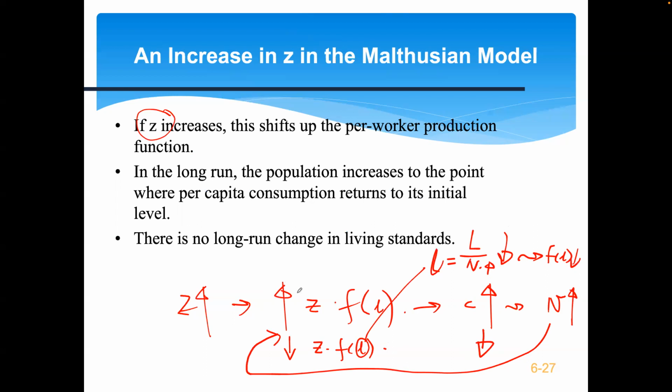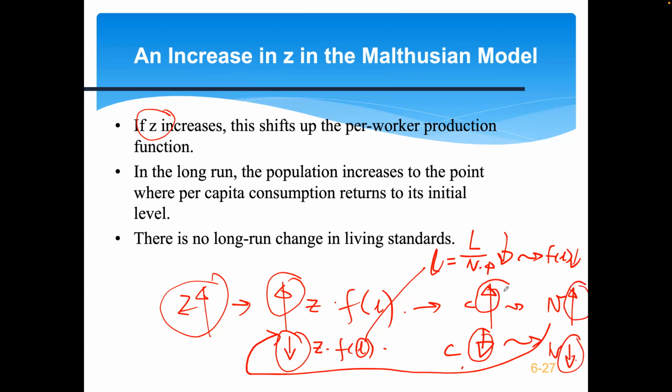All right. So now you can see, Z increase is going to have two opposite effects on consumption per worker. Furthermore, this consumption per worker decline leads to a decline in population. So again, you see there are opposite effects. They are going to offset each other. Hence, in the long run, there will be no change in standard of living.